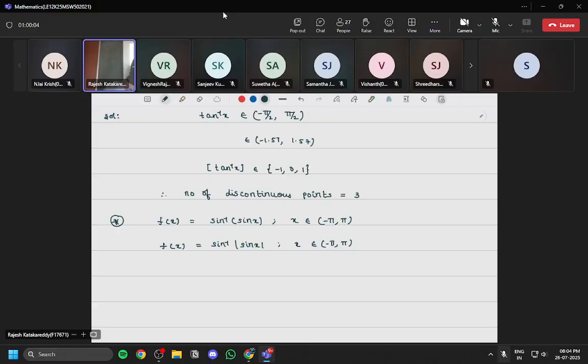Two non-differentiable points are there. One is at x equals minus pi by 2, and one at x equals pi by 2. What about this one? Three points. What are those three? Minus pi by 2, pi by 2, 0. Can you elaborate how you actually did that?